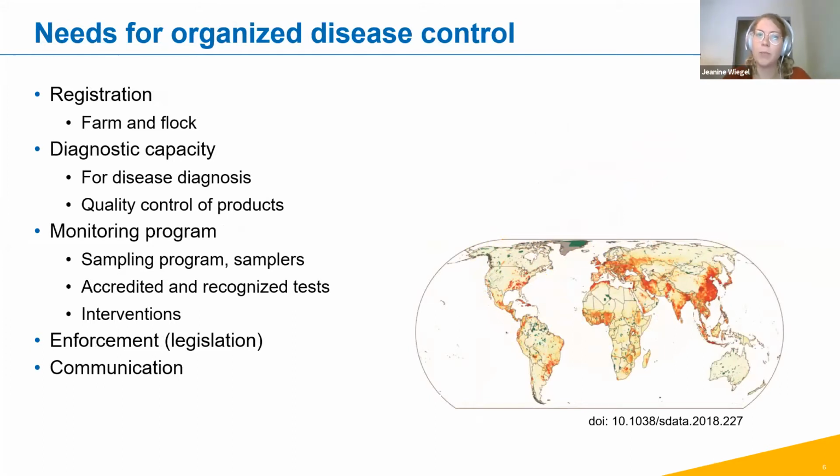So what do you need when you want to set up organized disease control? You need to know where the chickens are. So first there is a need for registration of farms and flocks. Diagnostic capacity, as my previous speaker also said to you, diagnostic capacity regionally and centrally is very important for disease diagnosis, but also for quality control of products. You need to set up a monitoring program, a sampling program, but also assign samplers, for example, assign accredited and recognized tests for your monitoring program, and decide on which interventions can be used. You need some kind of enforcement that can be legislation, but it can also be related to your product, and communication on your program.